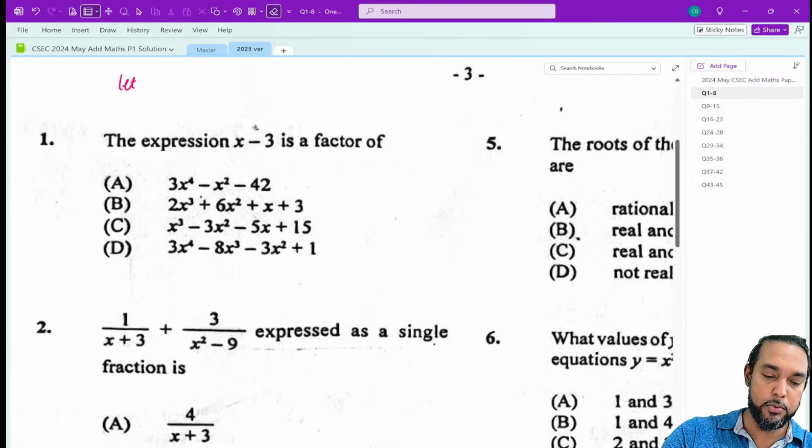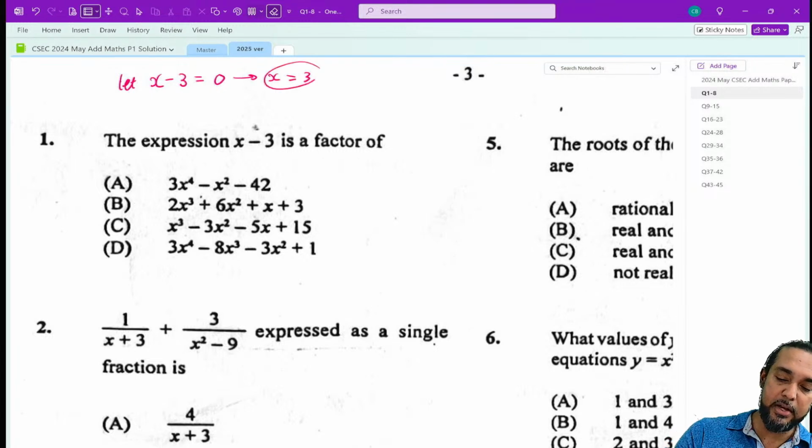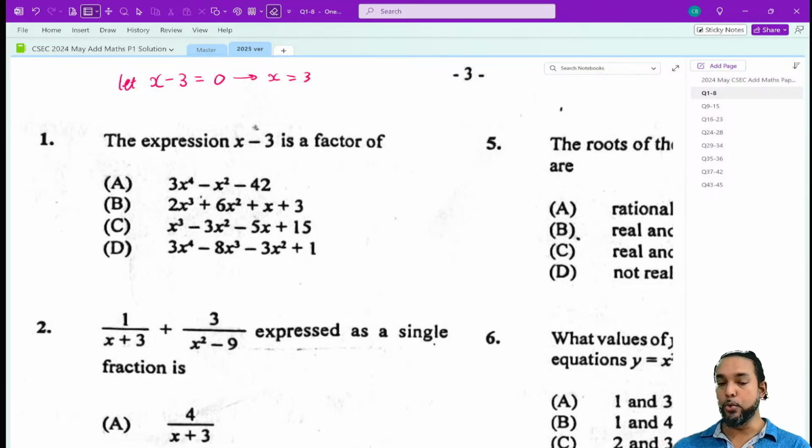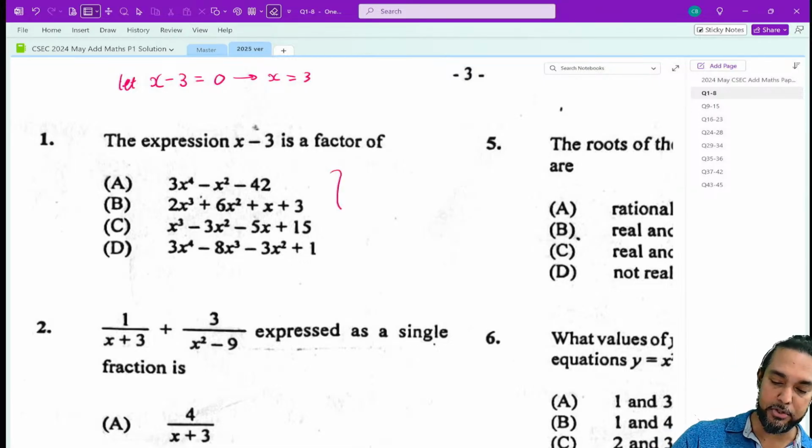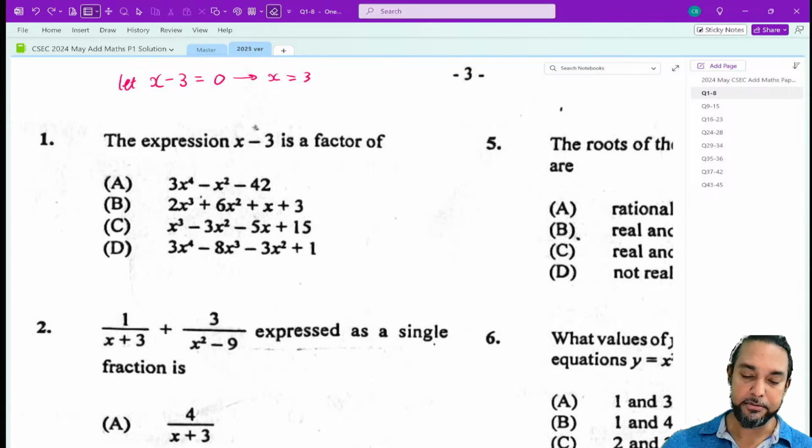What we're going to do is let that divisor x minus 3 equal 0, which gives us that x is equal to 3. Then we have to substitute x equal to 3 in each of these expressions to see which of them simplify to 0. That's how we know which of these expressions x minus 3 is a factor of.